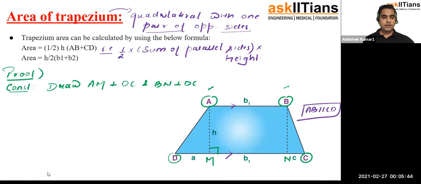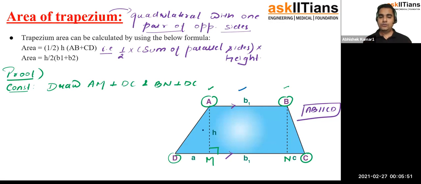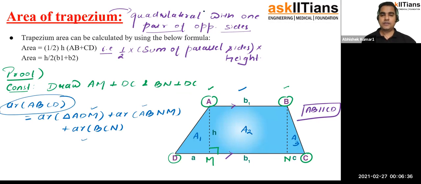All right. Now, what will happen when you do this construction? This entire figure which you have here will get divided into three different figures. I'm going to call this area A1, I'm going to denote this second area by A2 and this third area by A3. All right. So if you want to find out the area of this quadrilateral ABCD, then we can add the area of triangle ADM, to the area of this rectangle ABNM, and to this we can add the area of the third remaining triangle, which is BCN. If you add these three areas, you will automatically get the area of the trapezium which is under consideration.